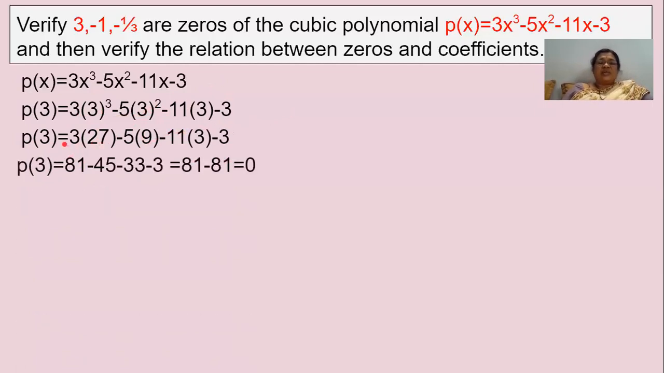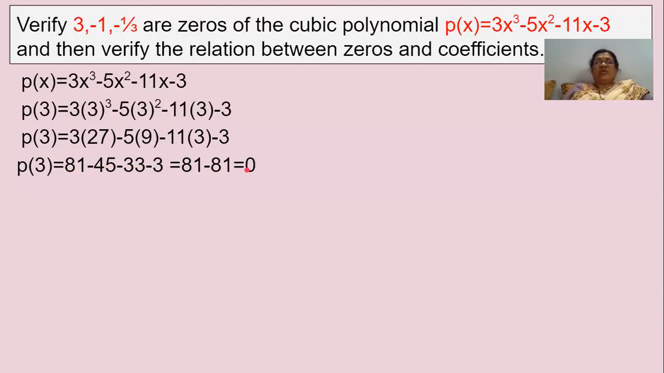Again 27 into 3 you'll get 81. 9 5s are 45. 11 3s are 33 and minus 3. So all the minuses you have to add. When you add all this, you'll get 81, and there is plus 81. Plus 81 minus 81 will get cancelled. You'll get 0 as an answer.